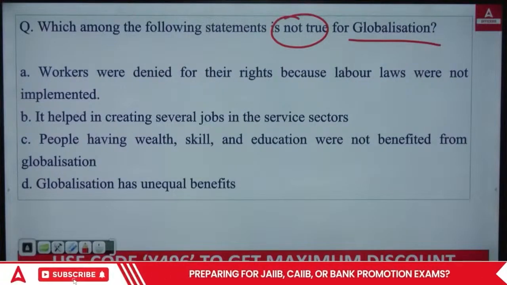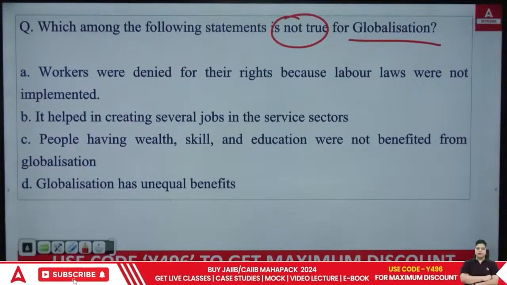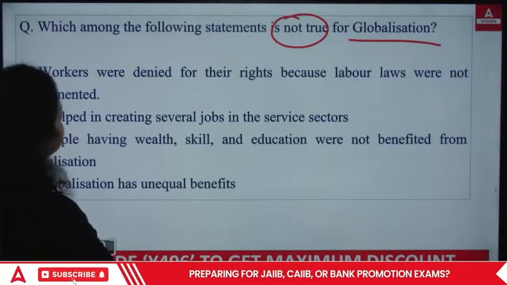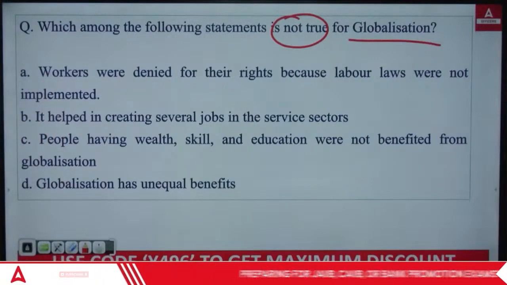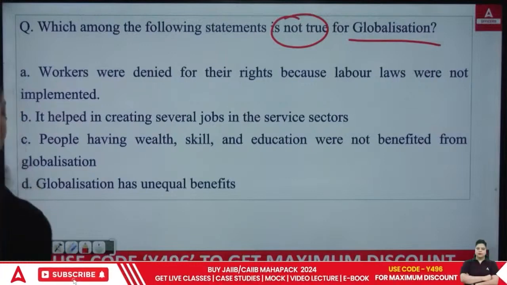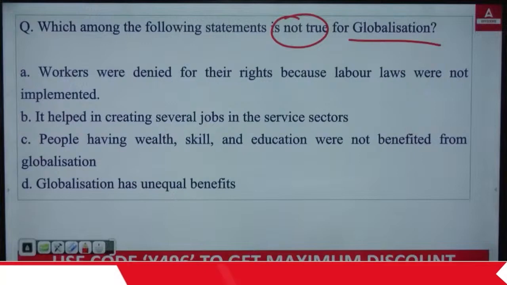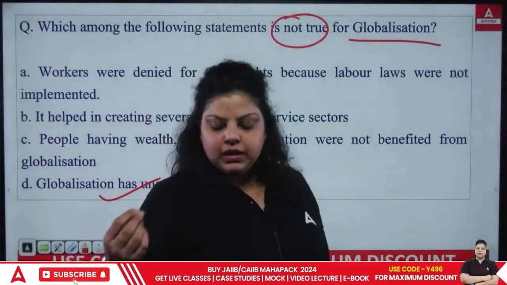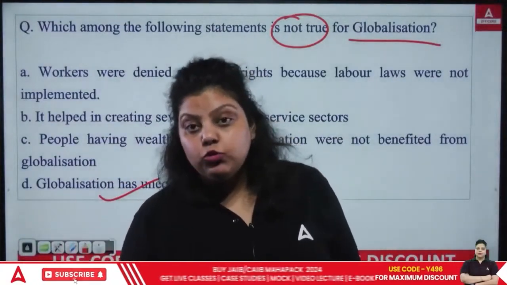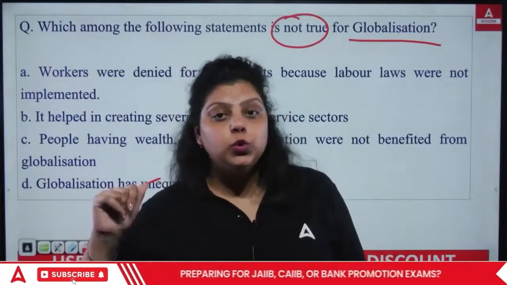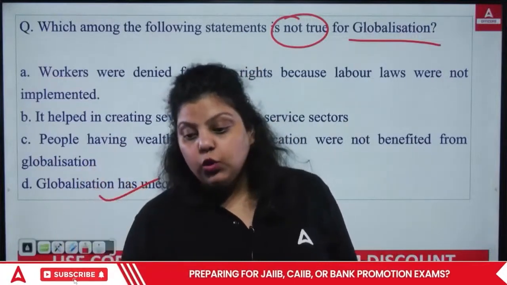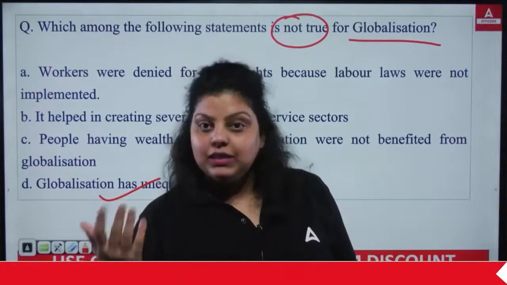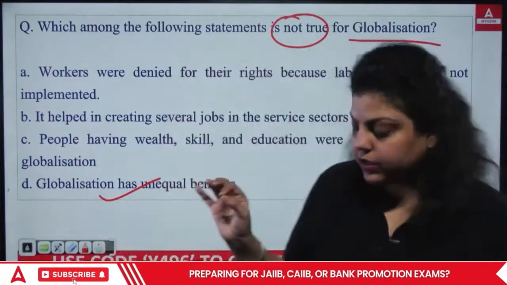Let me know. Okay. The first option says workers were denied their rights because labor laws were not implemented. It helped in creating several jobs in the service sector. People having wealth, skill and education were not benefited from globalization. Globalization has unequal benefits, so this is true. When the MNCs come, they invest in India. They want to invest in metro cities and urban areas. Nobody wants to go to the rural area. So because of globalization, inequality in distribution of income and inequality in opportunities have been seen in the country. So it has unequal benefits.